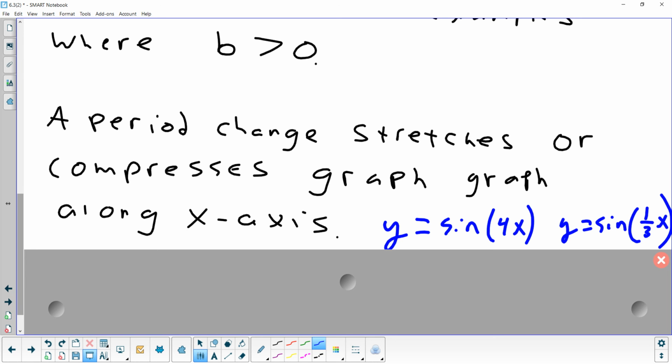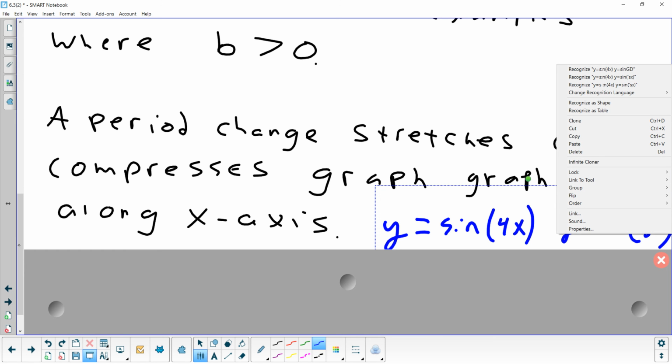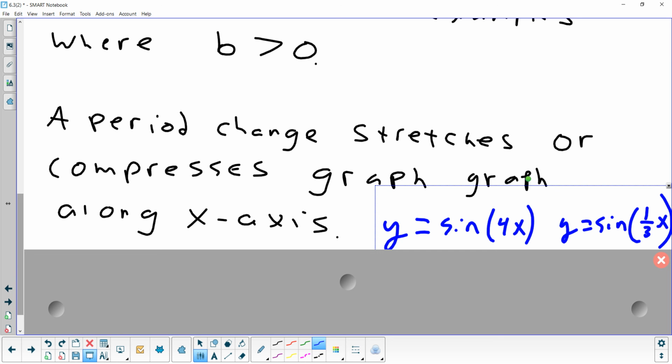Which one of those do you think is a stretch? The sine 4x or the sine 1/3 x? Chris? The sine 1/3 x. Yes, the sine 1/3 x is a stretch. Specifically, it's a stretch by a factor of 3. It's going to take the original cycle length and make it 3 times as long. The 4x is a compression by a factor of 4, so it would make the original cycle length 1/4 the original size.